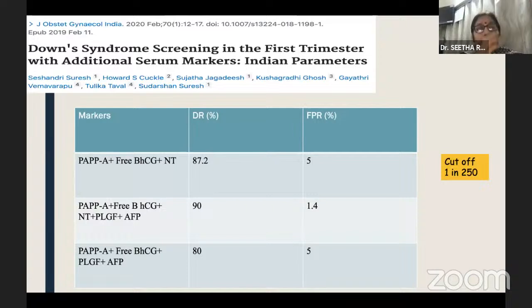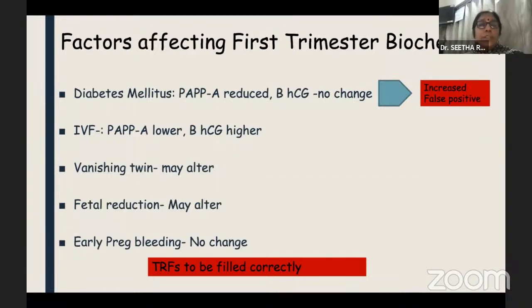So this was a study done in our own country by Professor Suresh and Howard Huckle on using the various biochemical markers for Down syndrome screening, and they did say that if you use the biochemical markers, it has a good detection rate of around 80% for a 5% positive rate, where a cutoff can be used at 150, especially in places where they're not accessible to having an NT, but this would be a less ideal situation.